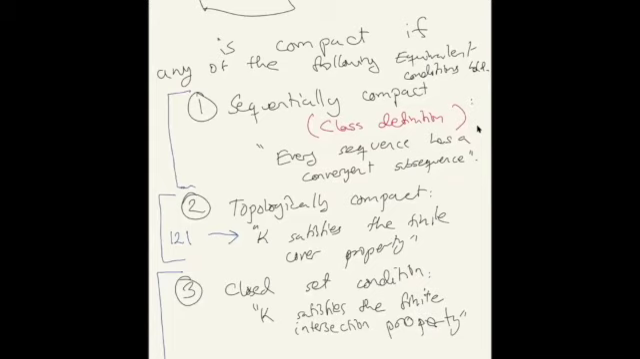But then there are two others. In terms of open sets, we could say that a set is topologically compact if K satisfies the finite cover property. And we could say that it satisfies the closed set condition if K satisfies the finite intersection property. But the three things that we introduced here, the intersection of closed sets, the covering by open sets, and sequential compactness, are all equivalent to each other.